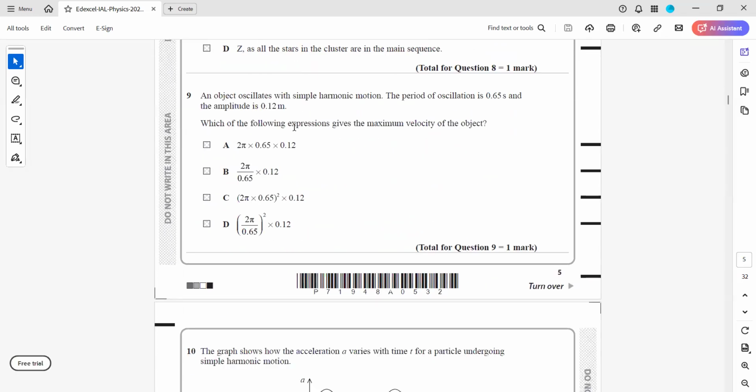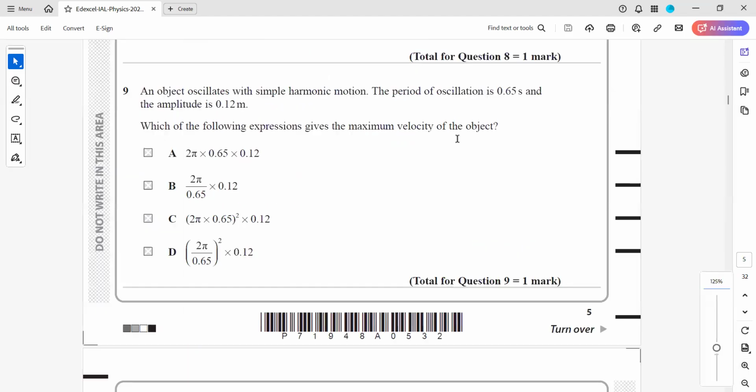Then an object oscillates in simple harmonic motion. The period of oscillation is 0.65. Amplitude is 0.12. Which of the following is the maximum velocity? Maximum velocity: v equals omega A. That's the formula for maximum velocity. And omega is 2 pi f.